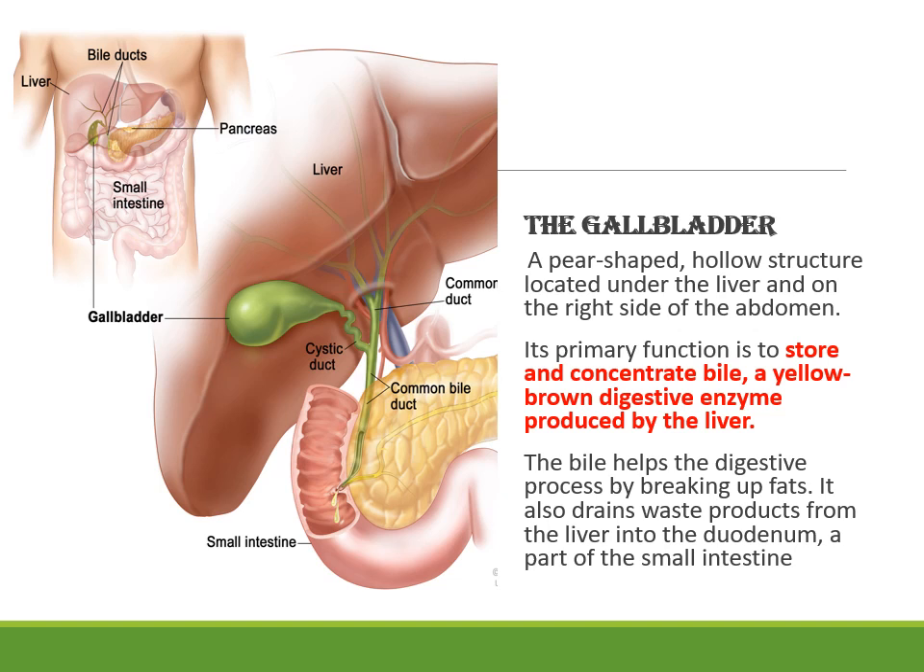Whenever the bile is not used for digestion, the reservoir for the storage of bile is your gallbladder. The main function of bile is to help in the digestive process, especially in the breaking up of fats. It also drains the waste products from the liver into the duodenum and some part of the small intestine.